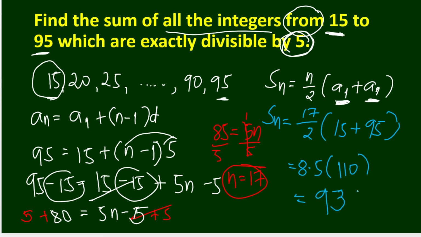So ang sum ng integers from 15 to 95 is equal to 935. Or integers from 15 to 95 that are exactly divisible by 5. So lahat ng multiples ni 5 from 15 to 95, pag pinag-add natin sila lahat, ang sagot natin will be 935. Next, third example.